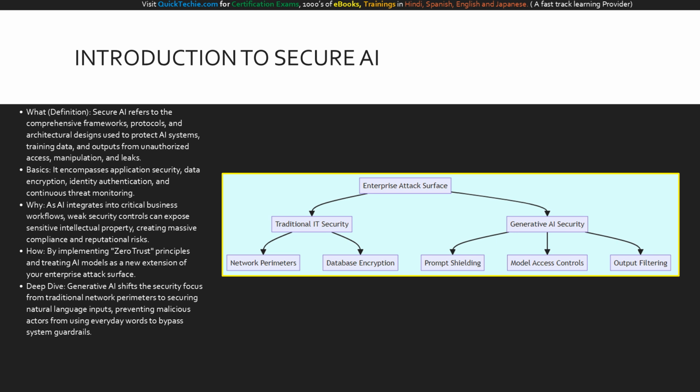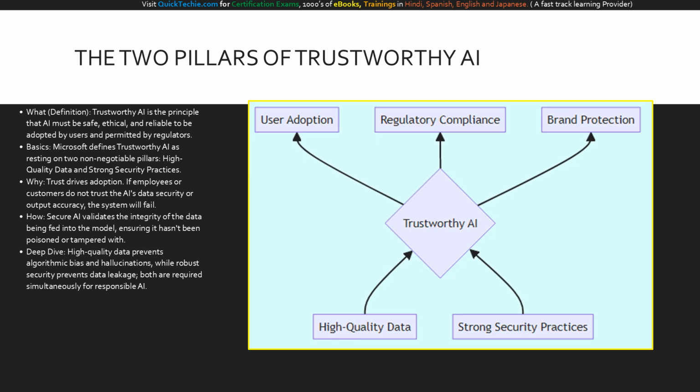We must implement prompt shielding to evaluate the safety of incoming text, model access controls to ensure only authorized applications can query the engine, and output filtering to prevent the AI from inadvertently leaking restricted information. As a senior leader, you must ensure your security teams are fully resourced to defend this entirely new, AI-specific branch of your enterprise architecture. Moving to slide 2, let's discuss the foundation of our entire AI strategy: trust.